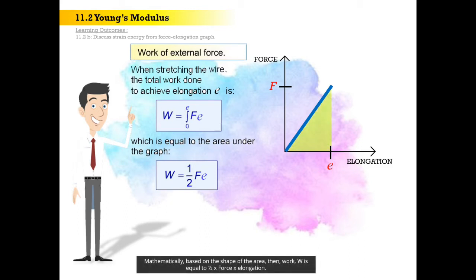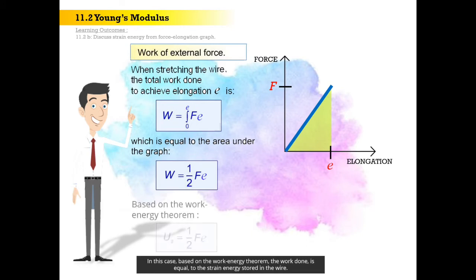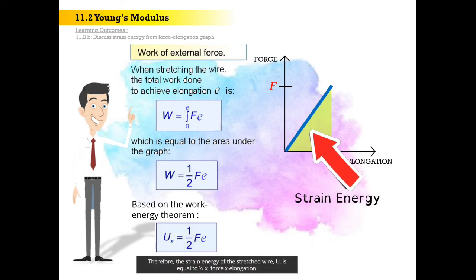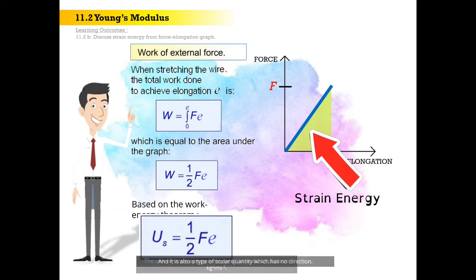Mathematically, based on the shape of the area, the work W is equal to half times force times elongation. In this case, based on the work energy theorem, the work done is equal to the strain energy stored in the wire. Therefore, the strain energy of the stretched wire, U, is equal to half times force times elongation. The unit of strain energy is the same as work, that is joule, or kilogram meter squared per second squared. And it is also a type of scalar quantity, which has no direction.